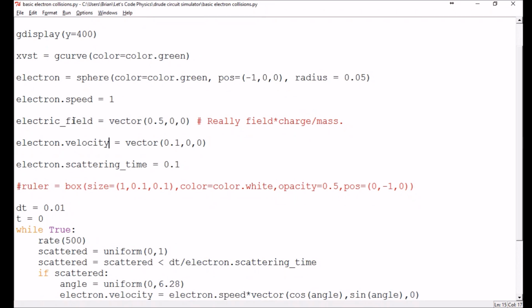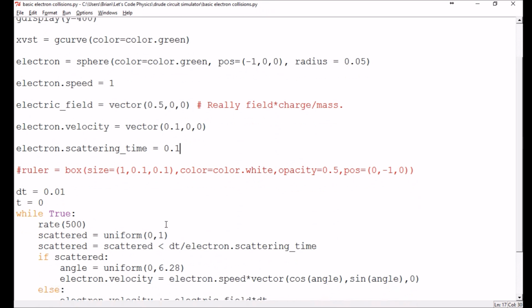So now this electron gets to inherit each of these things so that we can keep track of them. In a future episode, when we have multiple electrons, I'll make a class called electron where we associate all these values to each of those electrons. And so this is the scattering time. This is the average amount of time that our electron will go between collisions. It doesn't mean that every 0.1 seconds it'll have a collision. It means on average every 0.1 seconds it'll have a collision.